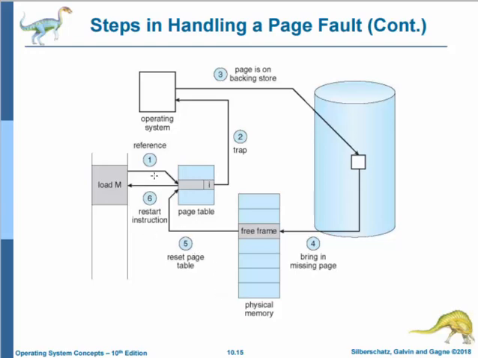Lastly, number 6, we restart the instruction that was interrupted by the trap. So the process can now access the page as though it had always been in the memory.